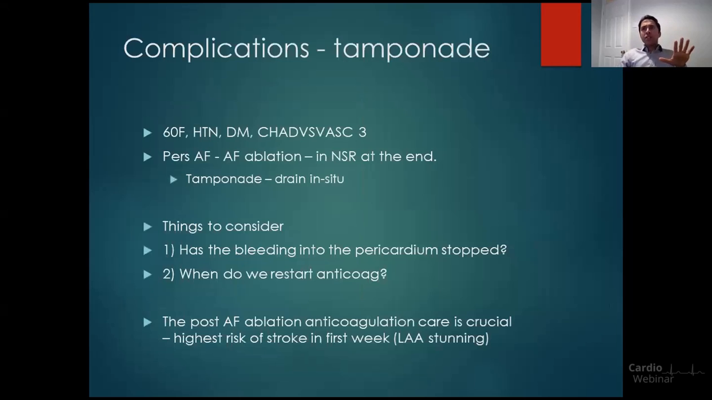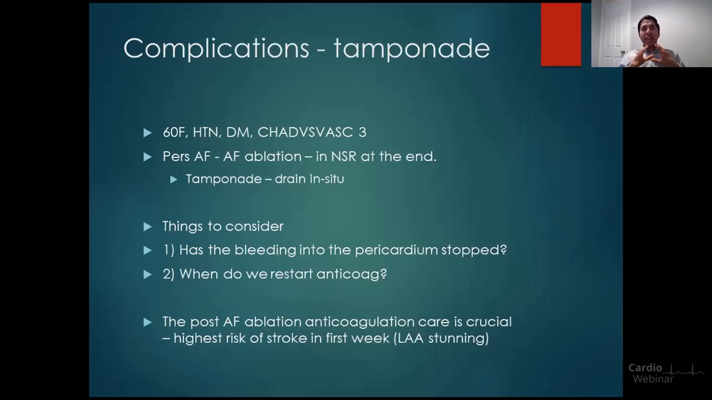So tamponade is obvious. I know you all know about that. But imagine a scenario where you've got a lady whose CHA2DS2-VASc score is 3. She's had persistent atrial fibrillation. She's had an ablation, and she's in sinus rhythm at the end of the procedure. And let's say she unfortunately has tamponade.